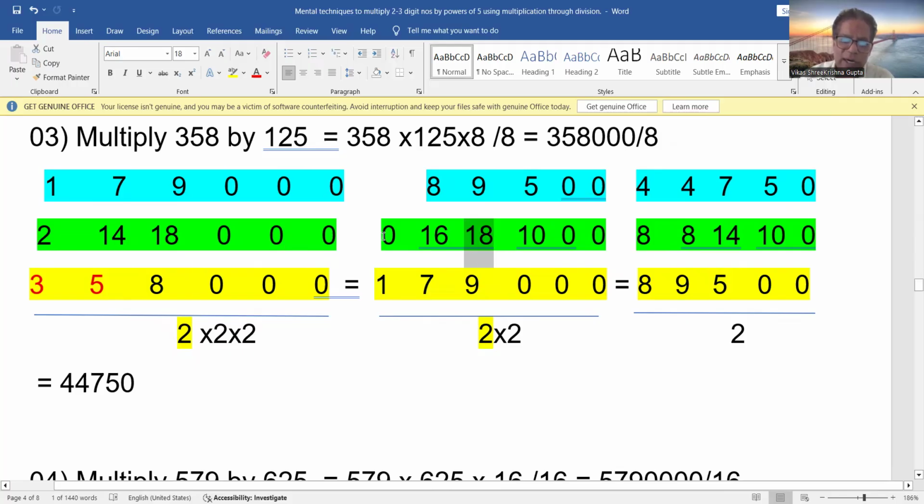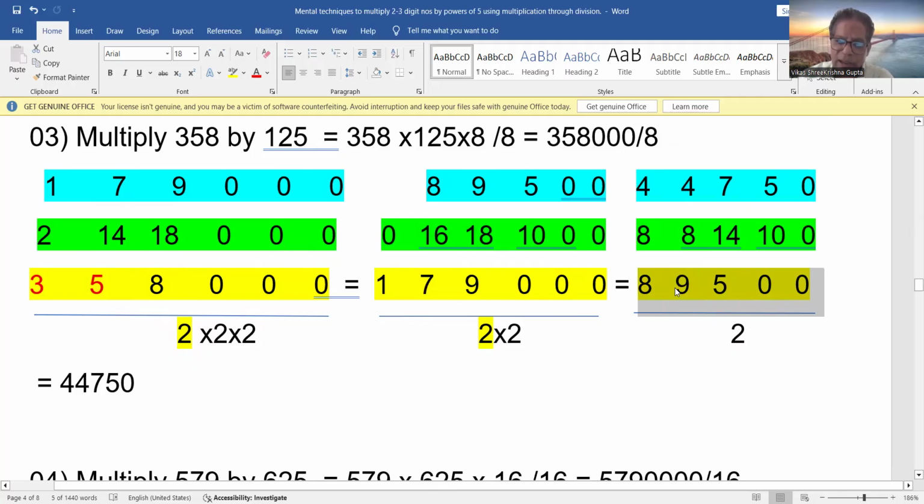And now this division by 2 is very fast. Because 16 divided by 2 is 8, 18 divided by 2 is 9, 10 divided by 2 is 5. And of course 0, 0. So my final answer is 89500. But I have to further divide by 2, because I have divided by 2 only two times so far. So one more division is required.